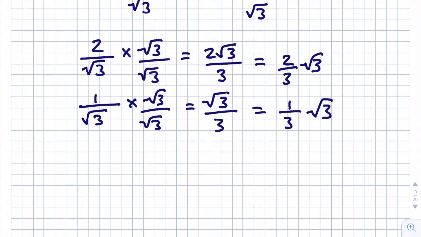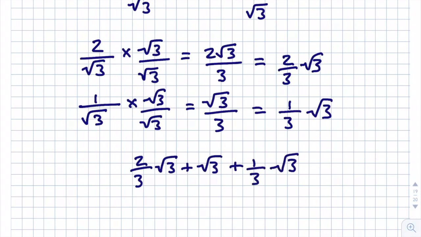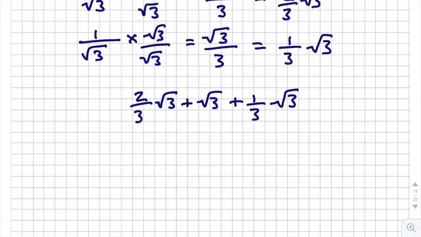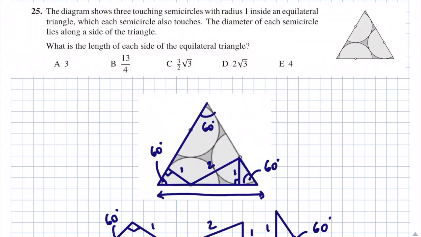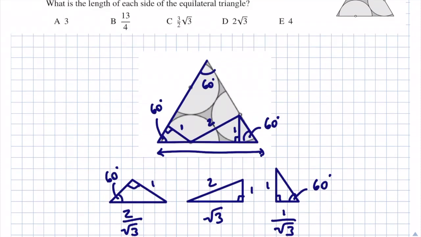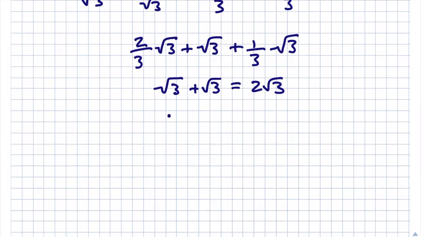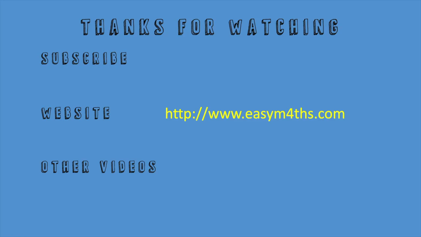We can then add all of these results together. Now when we get 2/3 of root 3 plus 1/3 of root 3, that's going to give us root 3. And then we're going to get root 3 plus root 3, which is 2 root 3. And we've got an answer for 2 root 3, which is answer D. So therefore, our final answer equals D.